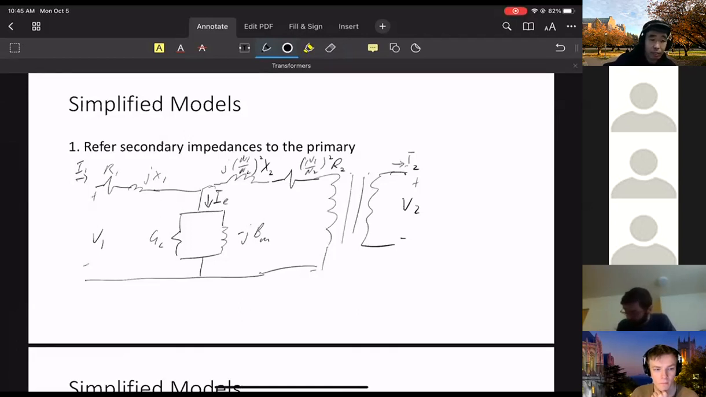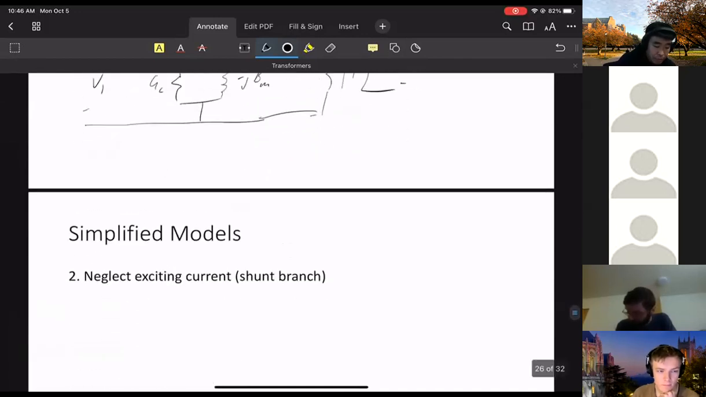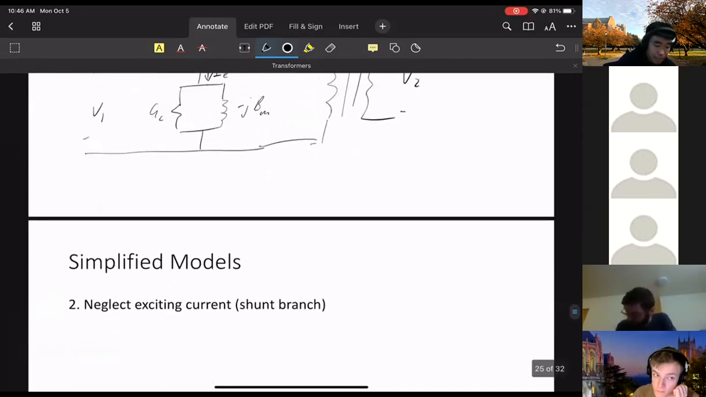We don't lose anything by doing this reflection. It just makes our life easier. We don't have to have things on both sides of the transformer anymore. And the next thing we do is actually a simplification. We'll make a simplifying assumption: next, we'll ignore the exciting current. This is basically a fancy name for shunt current.